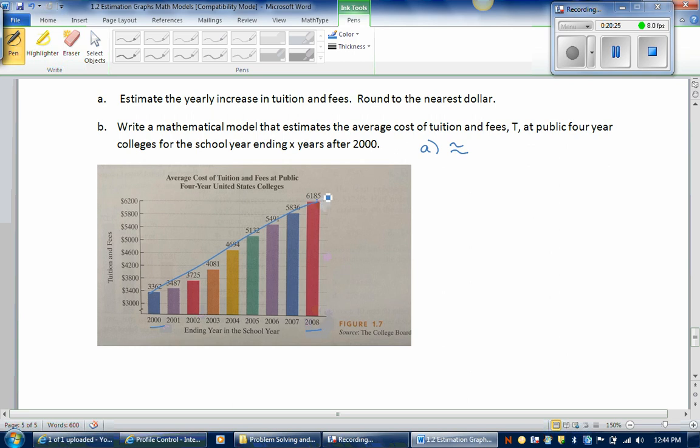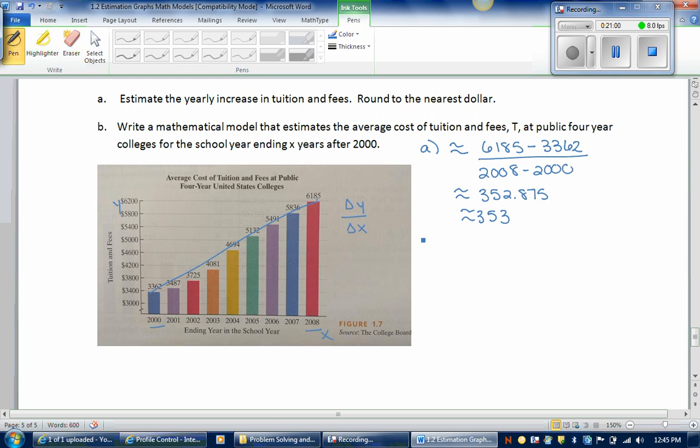So 6,185 minus 3,362 over the change in the years, 2008 to 2000. So this winds up being about 352.875, which we can approximate to 353. Again, we found the slope, change in y over change in x. Here's y, here's x.